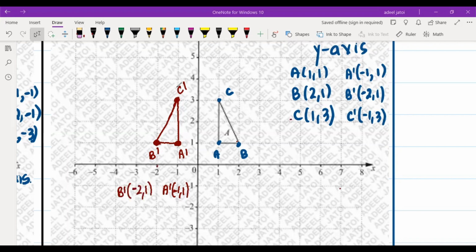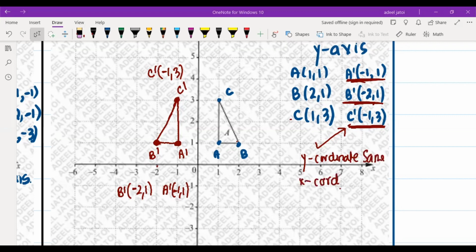And your C dash here is, if you just see, minus 1 comma 3, and these are the same coordinates that we have here. A dash was minus 1 comma 1, B dash was minus 2 comma 1, and C dash was minus 1 comma 3. So we can directly do them using what? Your y coordinates are the same, but the sign of the x coordinates is changed.